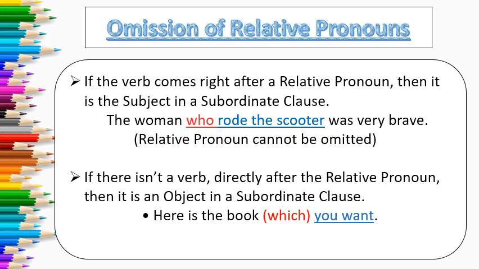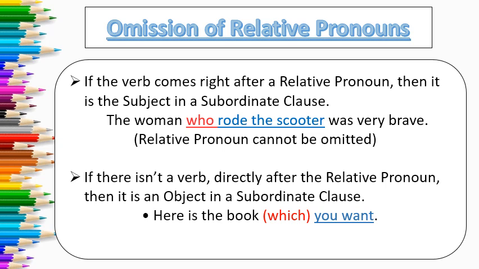Fine. As you can see, which is the relative pronoun. And you is the subject and want is the verb. So we are getting a subject and we are getting a verb in this complete clause. Then this relative pronoun which will work as an object of this particular clause. Fine. But if I remove this relative pronoun from the complete sentence, here is the book you want.